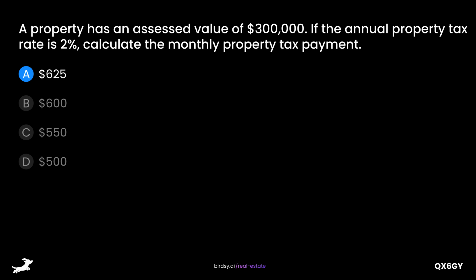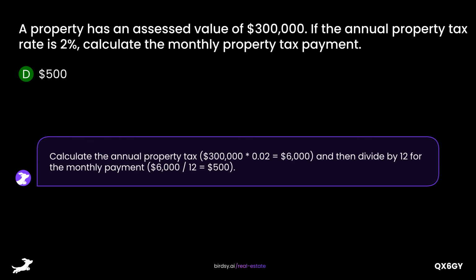Is it A, $625, B, $600, C, $550, or D, $500? The answer is D, $500. Calculate the annual property tax. Multiply $300,000 by 0.02, which equals $6,000. To find the monthly payment, divide $6,000 by 12, which equals $500 per month.